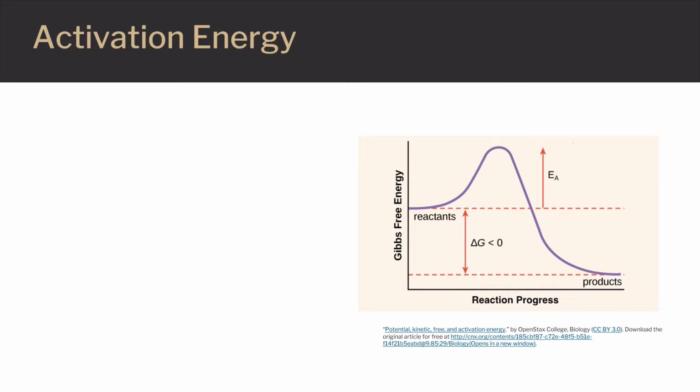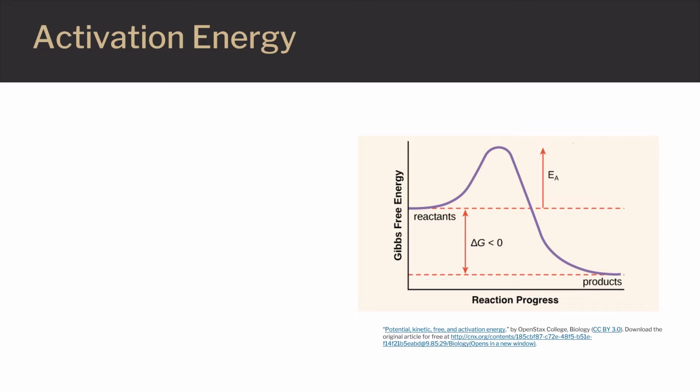Why would an energy-releasing reaction with a negative delta G need energy to proceed? To understand this, we need to look at what actually happens to reactant molecules during a chemical reaction. In order for the reaction to take place, some or all of the chemical bonds in the reactants must be broken so that new bonds, those of the products, can form.